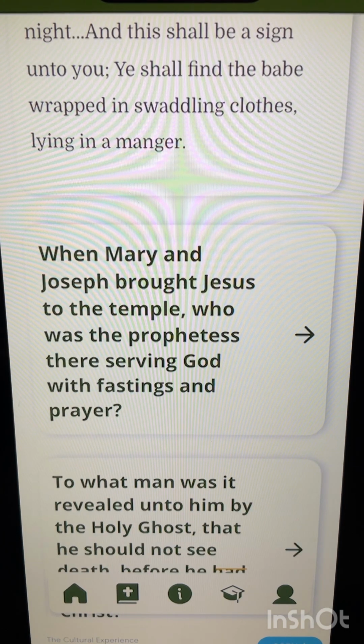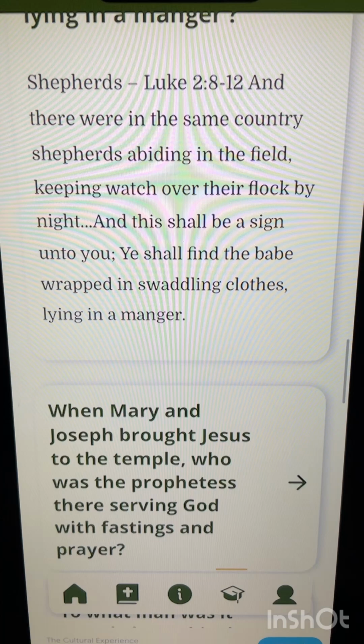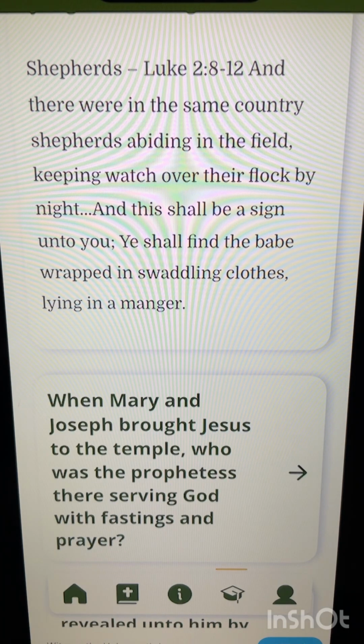Answer is the shepherds. That is in Luke chapter 2, verse 8 to 12, and they were in the same country, shepherds abiding in the field, keeping watch of their flock by night. And this shall be a sign unto you. You shall find the babe wrapped in swaddling clothes, lying in the manger.